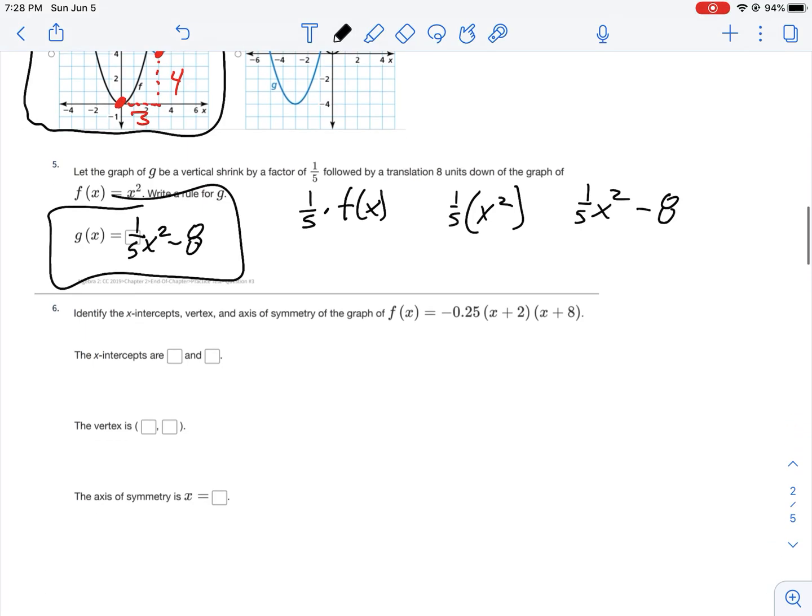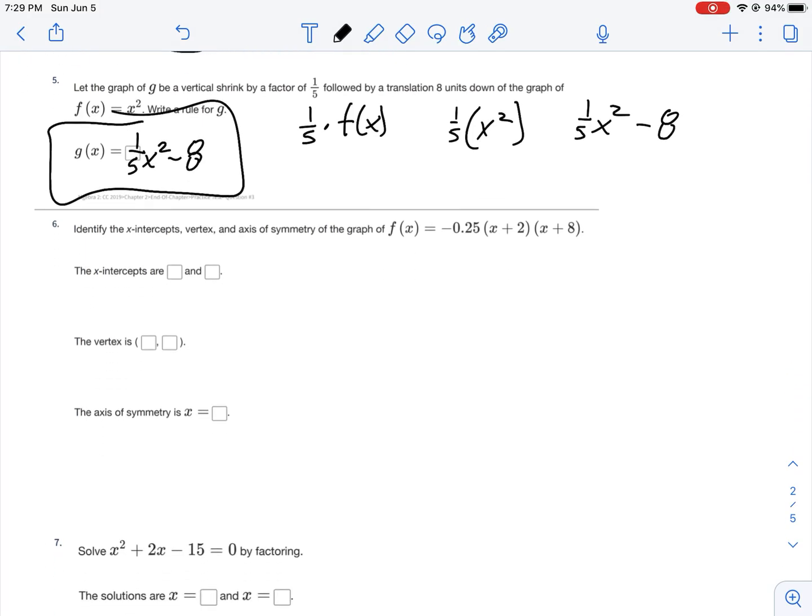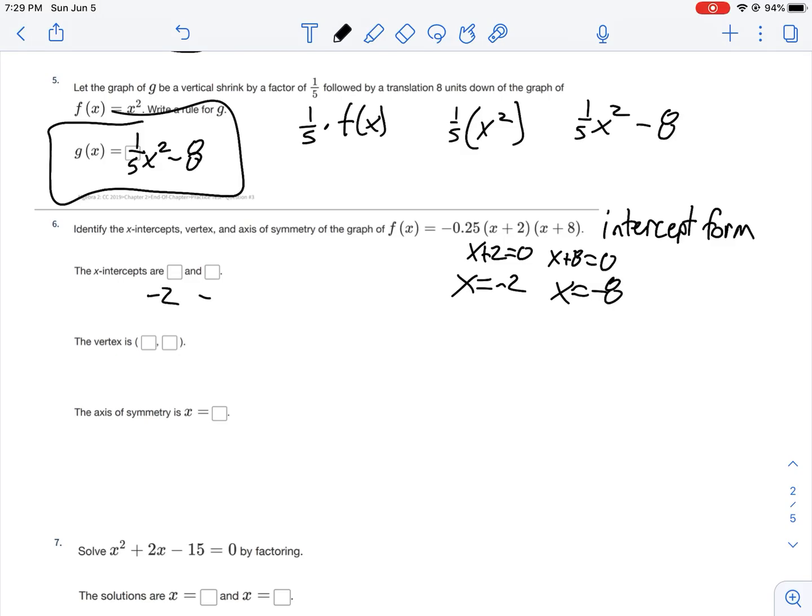All right, identify the x-intercepts, vertex, and axis of symmetry of the graph of f of x equals negative 0.25 times x plus 2 times x plus 8. This is intercept form. It gives us the intercepts in it. This is factored out already. So that means that x plus 2 equals 0, x plus 8 equals 0, x equals negative 2, x equals negative 8. That is where the intercepts are. So negative 2 and negative 8.